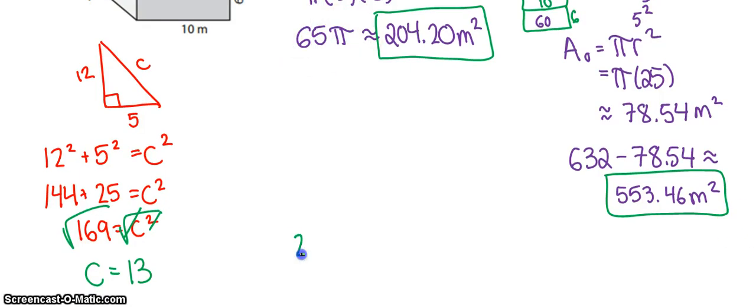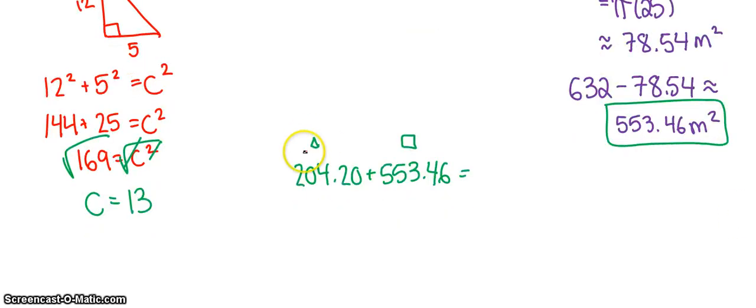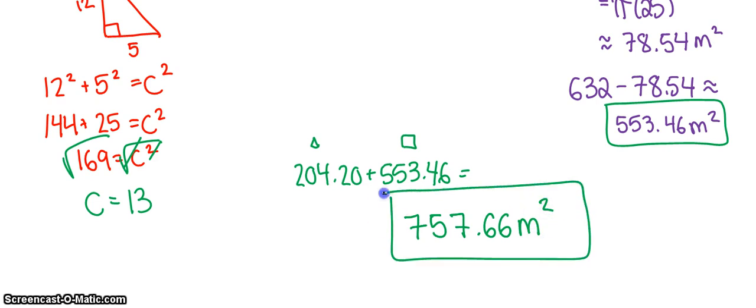So with that said, I'll take 204.20 plus 553.46. Okay, so that's the cone and the rectangular prism. Okay, I know I didn't draw those 3D, but you get the idea, right? And if I add those together, I'll get 757.66. And I always want to include my units, which we're talking about area, so it's meters squared. And that would be my final answer here.